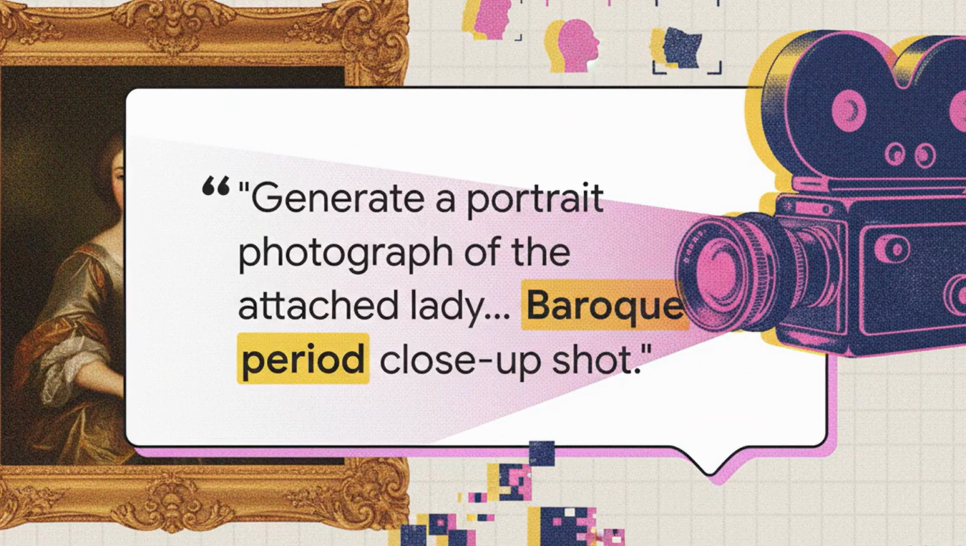But what if you just want to keep that kind of styling and still have a photorealistic shot of the character? Instead of removing the whole Baroque keyword and describing in detail what the dress or the hair should look like, I added to the prompt: generate a photo shot on a Nikon D850 of the attached lady staring into the camera thoughtfully, Baroque period close-up shot.